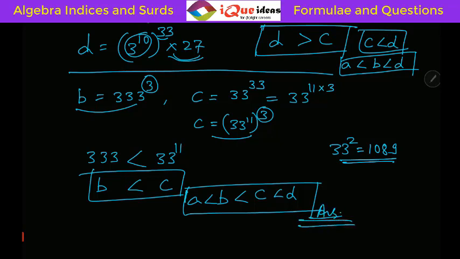So this way we could have utilized that rule: for a combination where the power and the base are interchanged, the number will always be greater when the base is smaller and the power is higher.